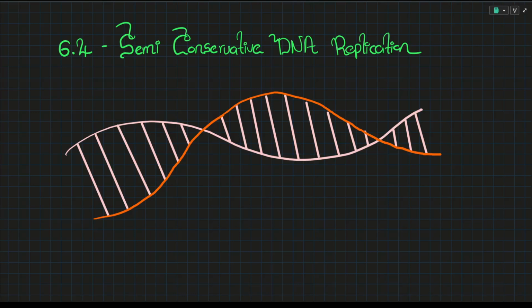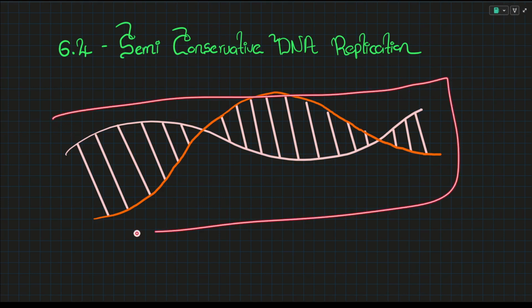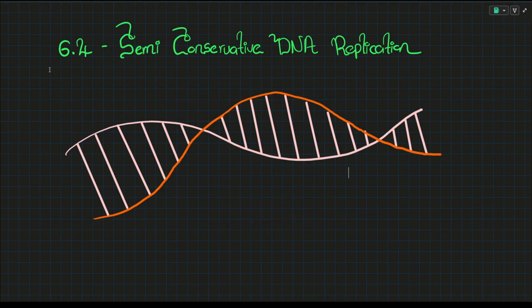About the semi-conservative nature of DNA replication. Now, we will not be touching upon the semi-conservative manner of this segment yet. That will be at the end of it. Right now, we're going to see how we can duplicate this DNA molecule to produce a new one.